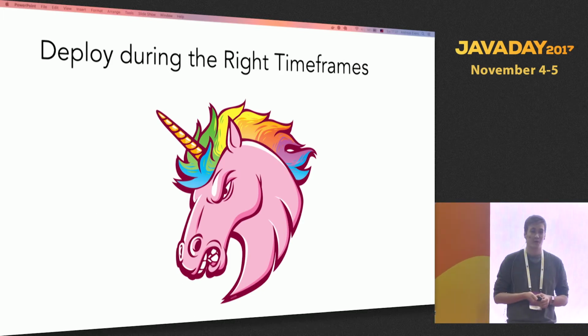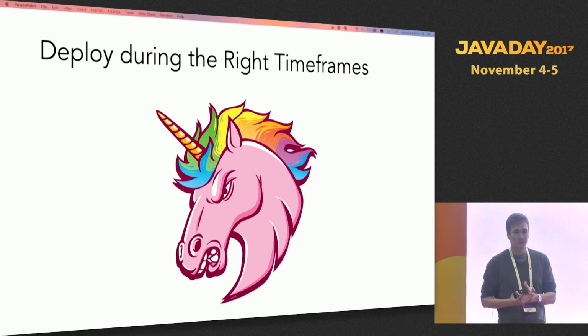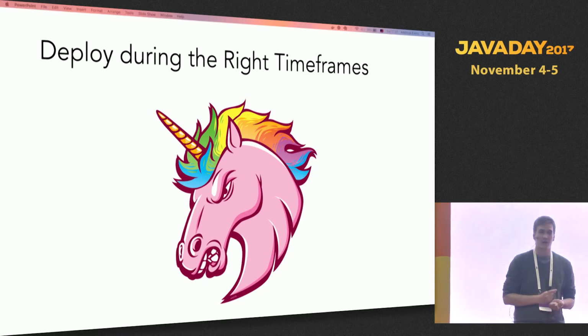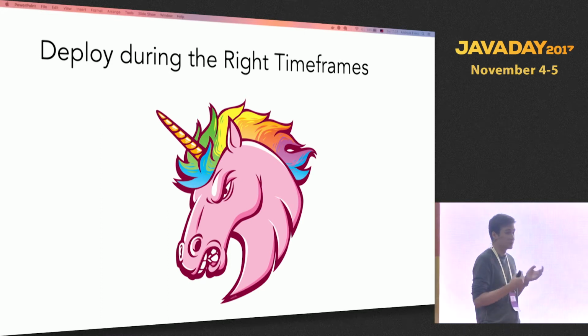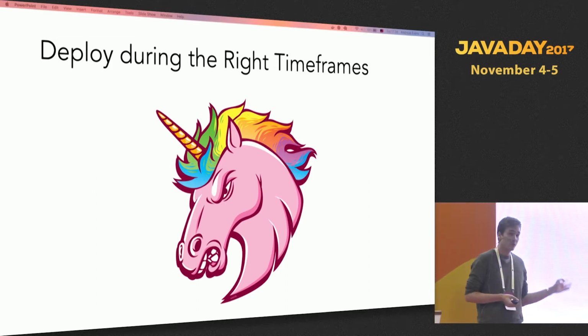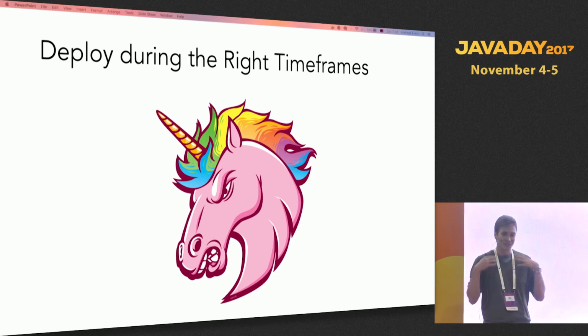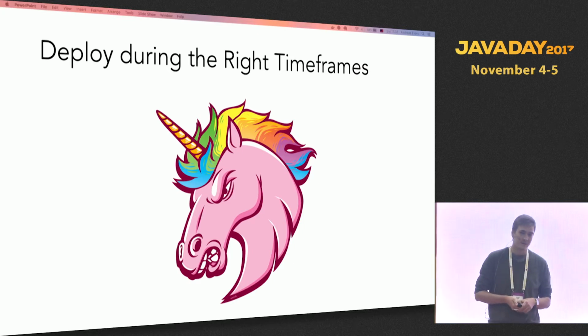Your deployments will fail and you'll have downtime. But the important part is that your blast radius is as small as possible, so that the least amount of people are impacted by a certain failure or downtime. So making sure you deploy during the right time frames, when traffic is low and when people are in the office to be able to support the problem at a given time, is very important as well.